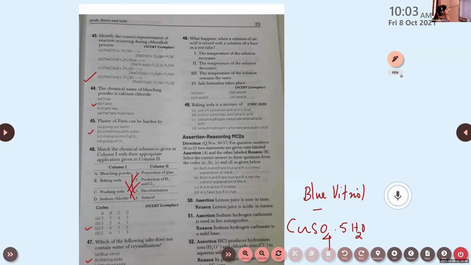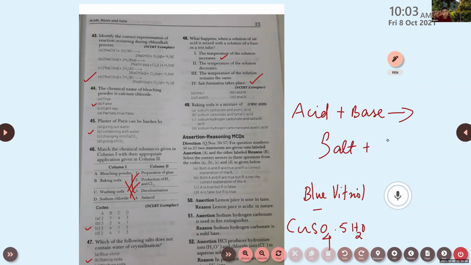Which one? What happens when a solution of an acid is mixed with a base? The temperature of the solution increases. 1 and 4. Yes, the temperature of the solution increases, and salt formation takes place, because acid plus base will give, tell me the products. Salt plus water. Yes, salt plus water.